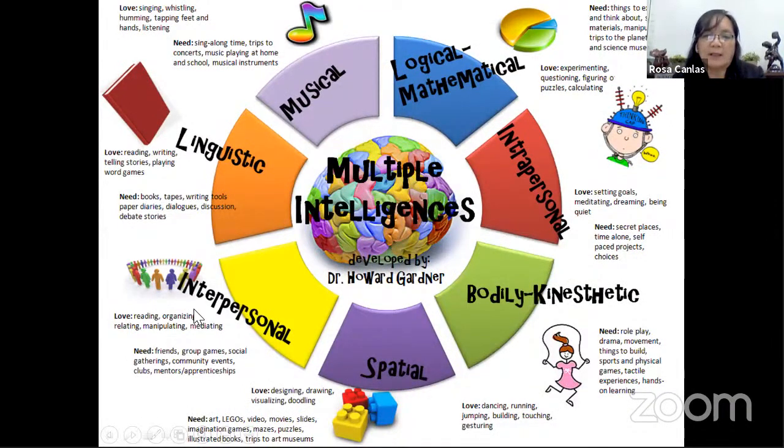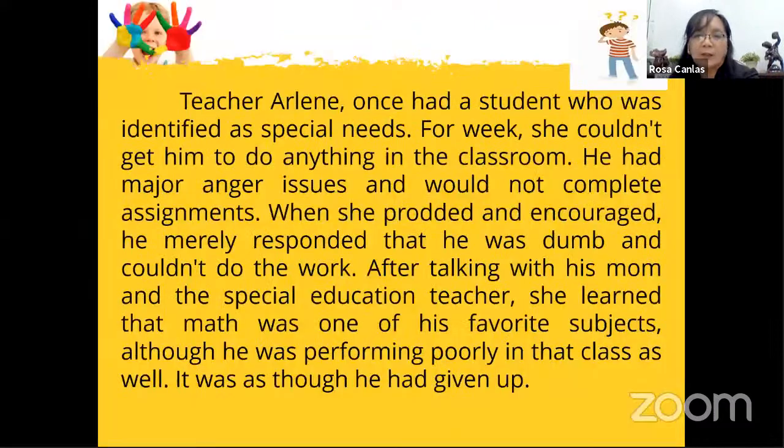We can use the multiple intelligences by Howard Gardner to know if the child excels in musical, logical-mathematical, interpersonal, bodily-kinesthetic, spatial, intrapersonal, or linguistic. Okay, I have an example or citation in an inclusive classroom.